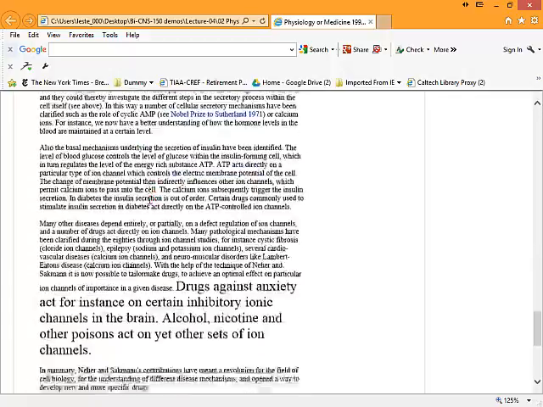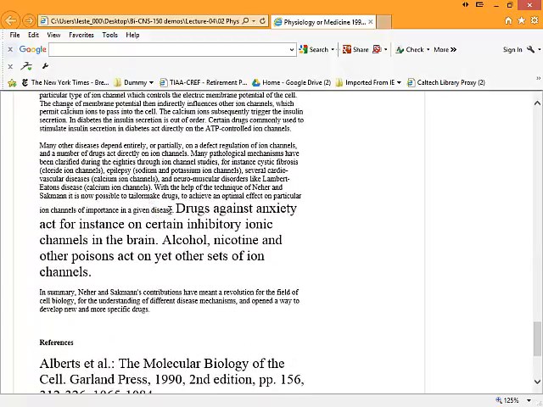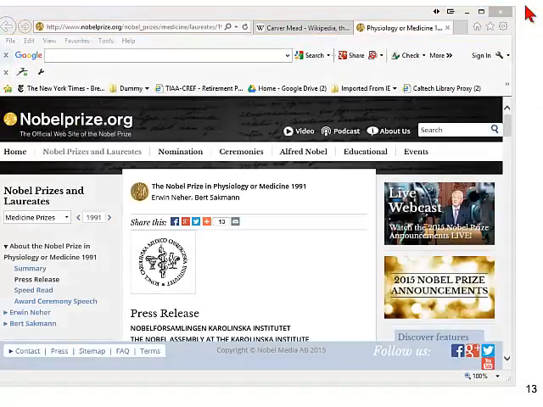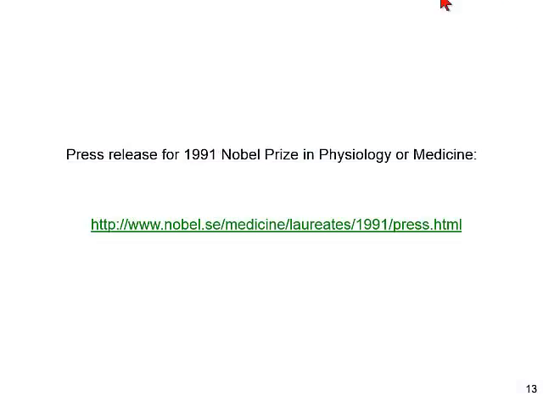And finally, toward the end, here's a little bit about neuroscience. Drugs against anxiety act on certain inhibitory ion channels in the brain. Alcohol, nicotine, and other poisons act on yet other sets of ion channels. So, we have brought matters up to near the present.